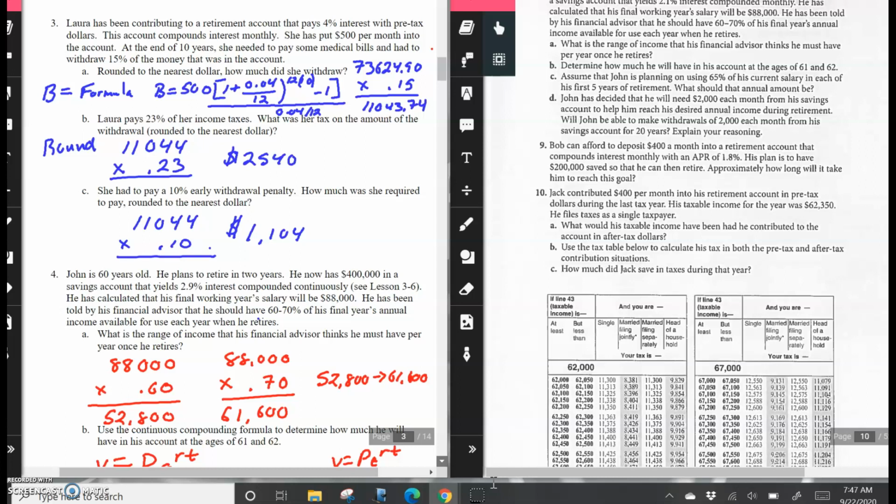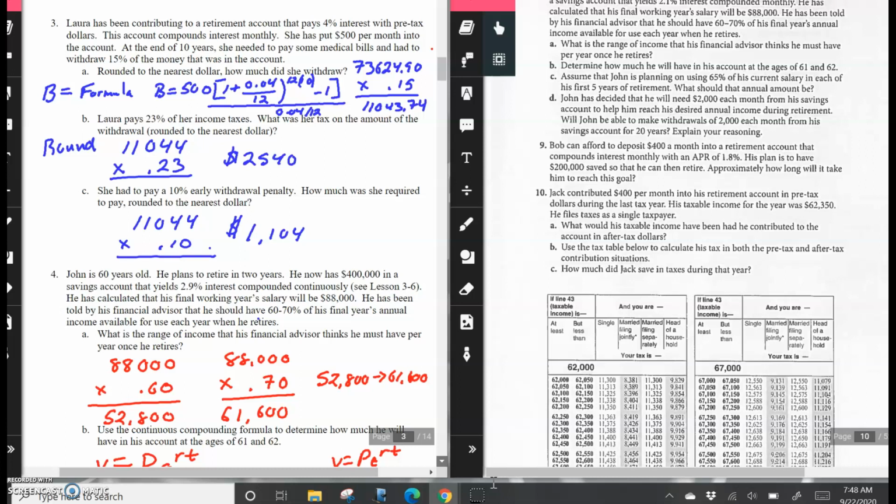Part B, Laura pays 23% of her income in taxes. What was her tax on the amount that she withdrew? So you take your $11,044, I just rounded it up, multiply it by 0.23, because she has to pay tax on that amount that she took out, and you get a tax of $2,540.